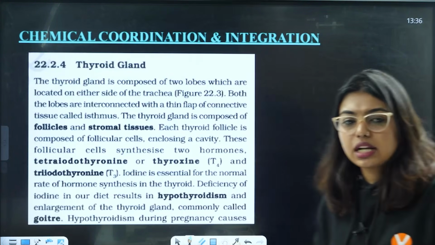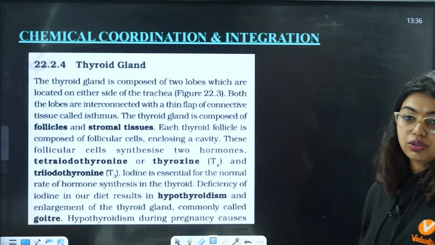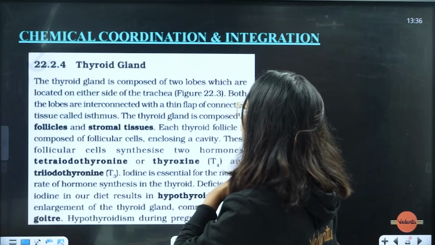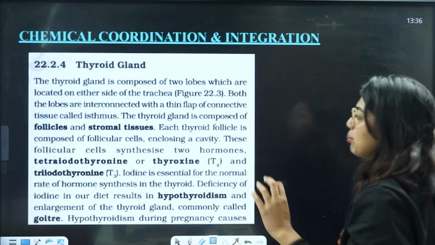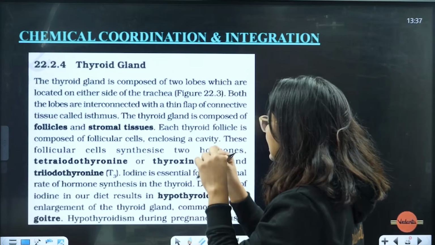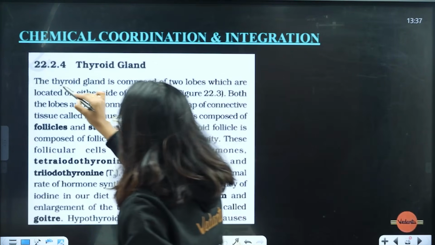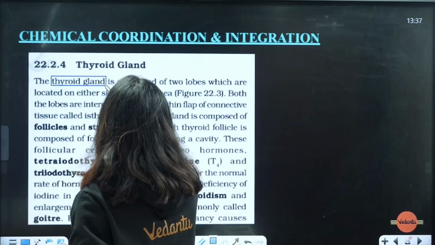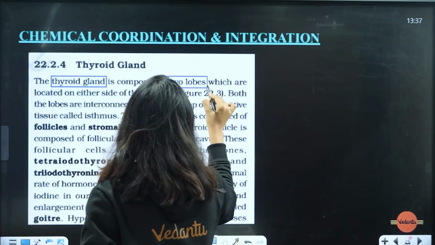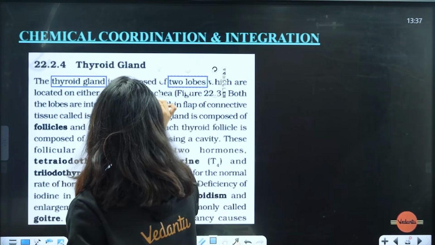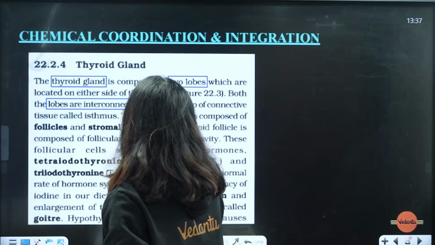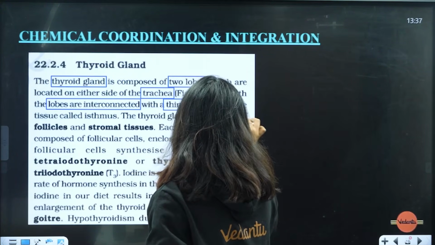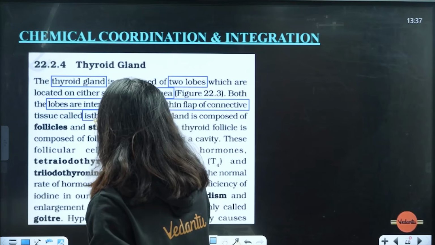Thyroid gland. Okay, this is very important. Thyroid gland is composed of two lobes which are located on either side of the trachea. Both the lobes are interconnected with a thin flap of connective tissue. So thyroid gland, students, is composed of what? Two lobes, which are located on either side of the trachea. The lobes are interconnected with a thin flap of connective tissue called the isthmus.